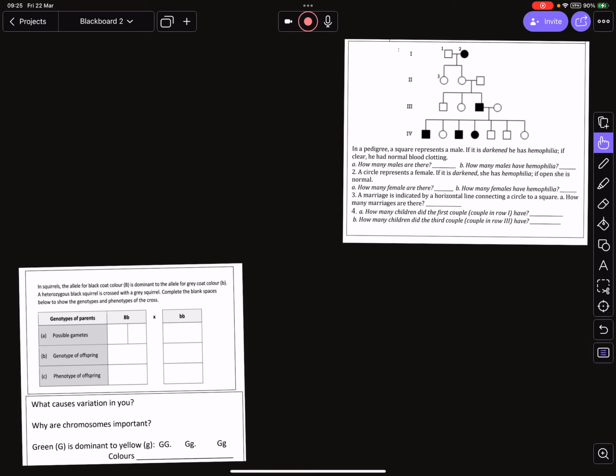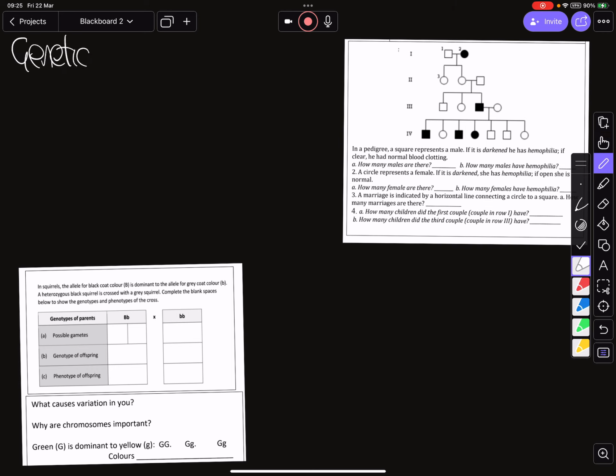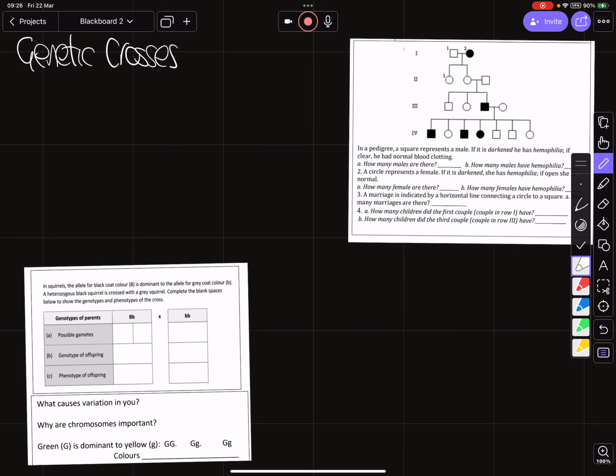Okay, so we are going to have a look at genetic crosses just to get an understanding of what they look like and what information we get from them. So for the people that weren't in the room the day we made babies with socks, here's what we did.